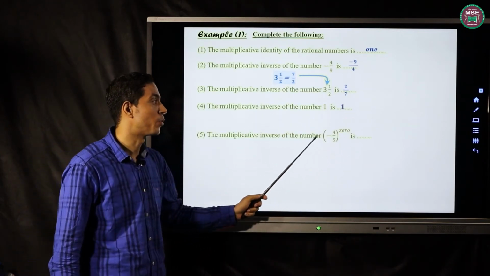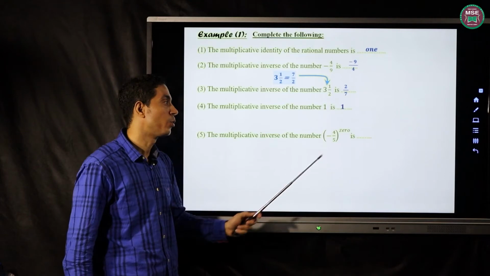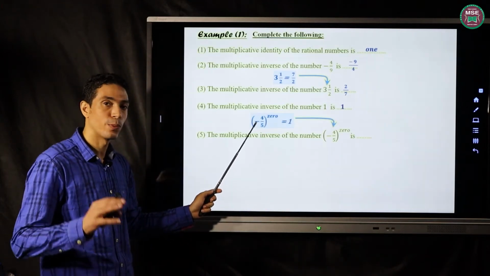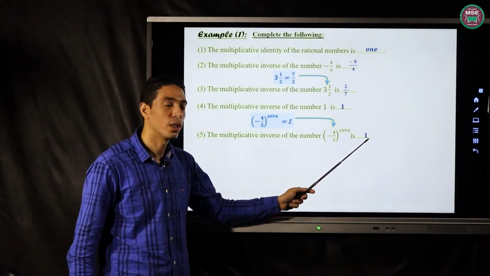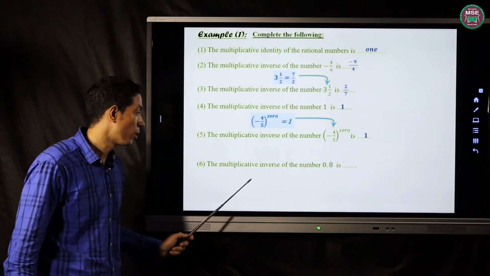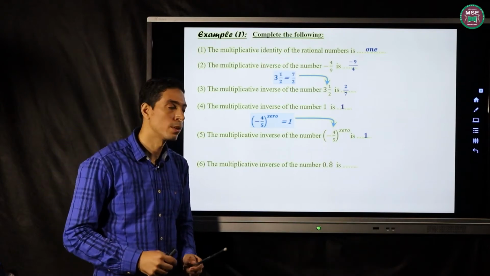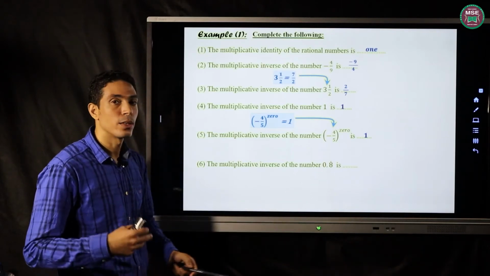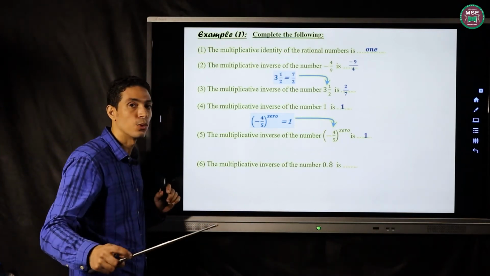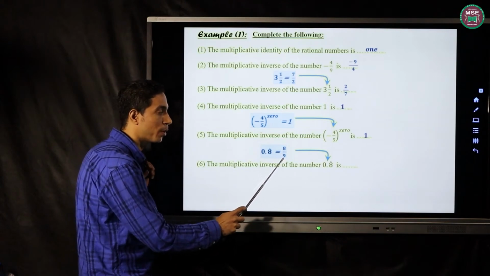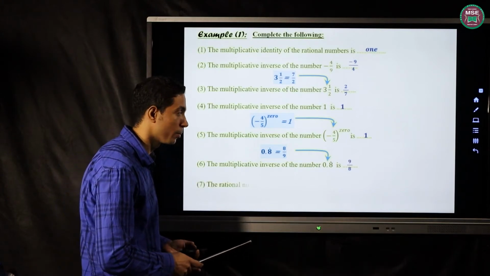The multiplicative inverse of negative 4/5 all to the power 0. First, the answer of this bracket will equal 1, because any number to the power 0 equals 1. Then the multiplicative inverse of the number 1 will also equal 1. Number 6, the multiplicative inverse of the number 0.8, with a dot above the number 8, which means that the 8 is a repeating number. We can type it on the calculator, 0.8888 and so on. The answer will equal 8/9. The multiplicative inverse of 8/9 will equal 9/8.